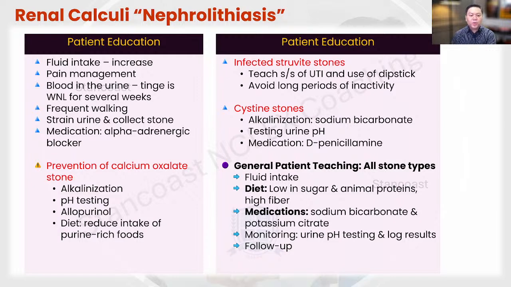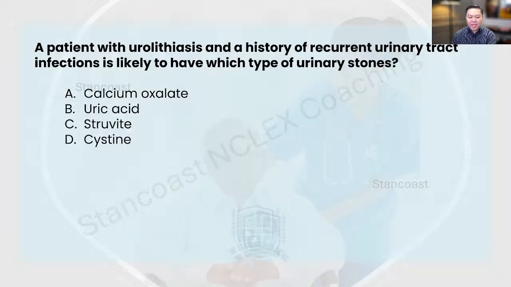And so, of course, we are going to deal with the Q&A portion here. The first case that we have is about kidney stones. This is a patient with urolithiasis and a history of recurrent urinary tract infections. Is likely to have which type of urinary stones? Again, the question says, a patient with urolithiasis and a history of recurrent urinary tract infection is likely to have which type of urinary stones?